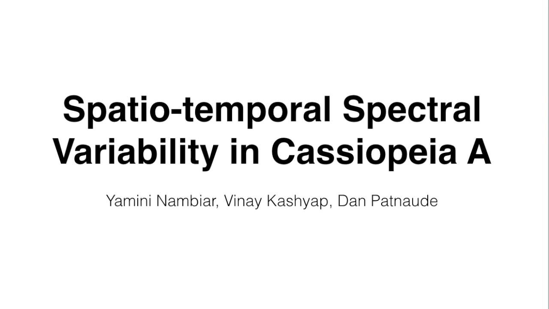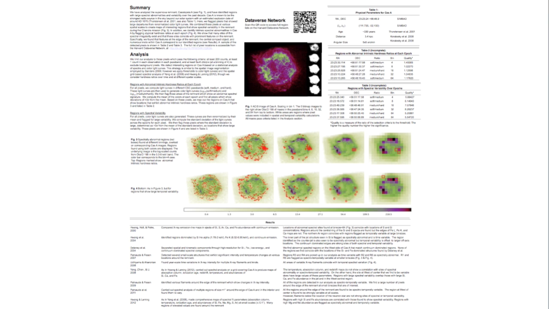The title of my project is Spatiotemporal Spectral Variability in Cassiopeia A. This research introduces a new method of astrophysical analysis using machine learning. The chosen case study is Cassiopeia A, called Cas-A for short.